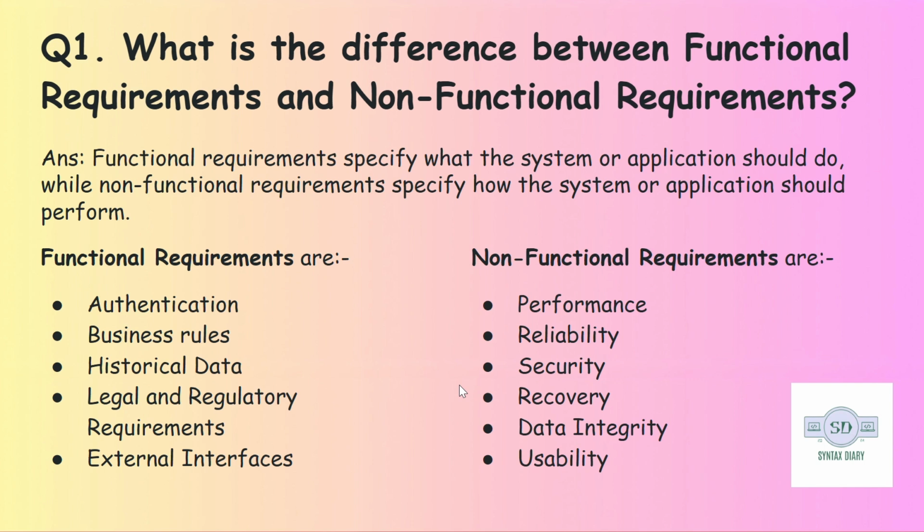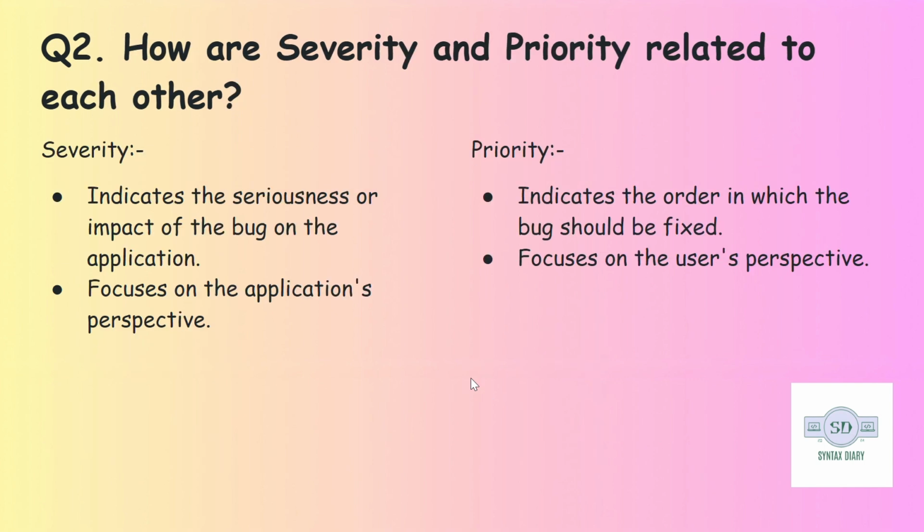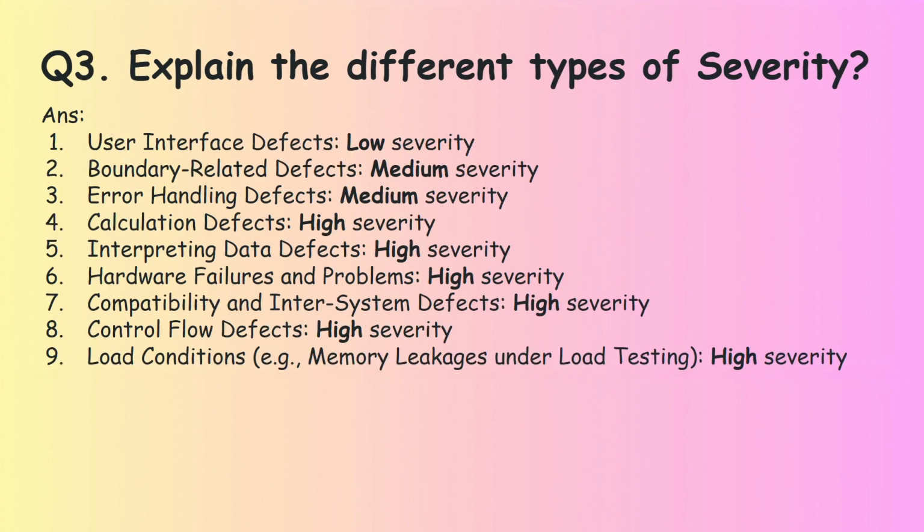Now let's move to the next question. How are severity and priority related to each other? Severity indicates the seriousness or impact of the bug on the application, whereas priority indicates the order in which the bug should be fixed. Severity focuses on the application's perspective, whereas priority focuses on the user's perspective. Now let's move to the next question.